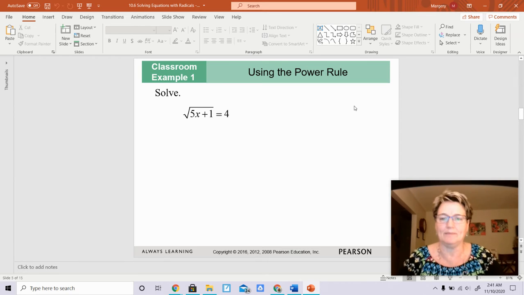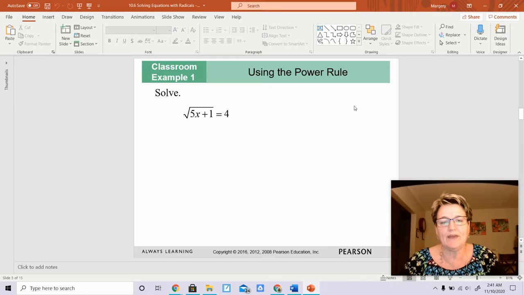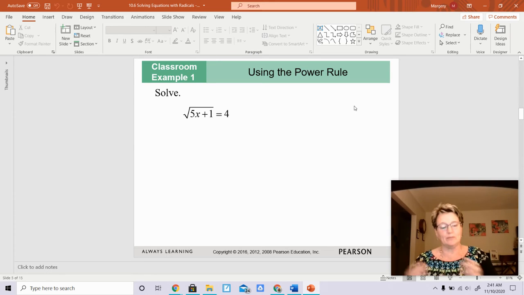Depending on what the radical is going to be, it's either going to be a square root, a cube root, a fourth root, whatever it happens to be. In order to get rid of a square, you square root it. So in order to get rid of a square root, you square both sides.